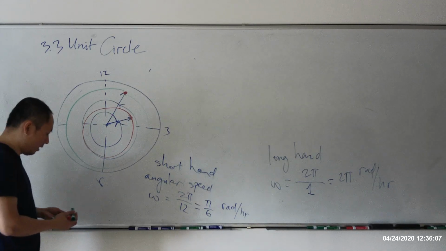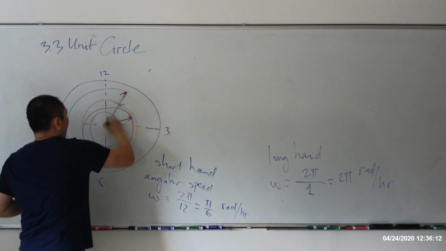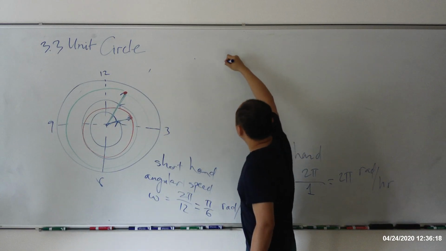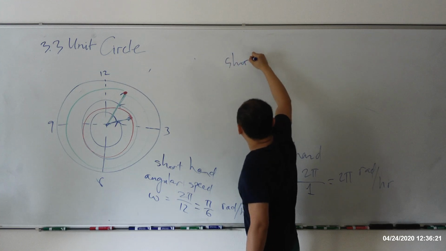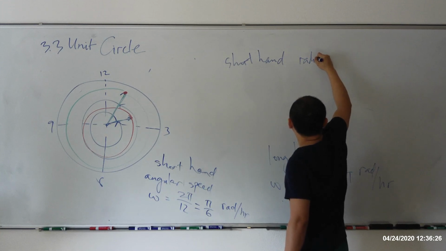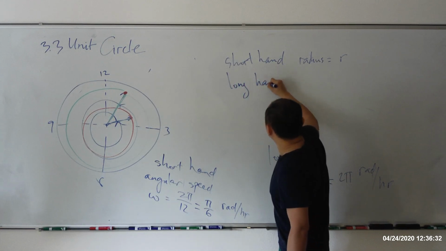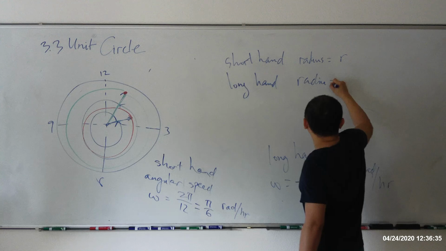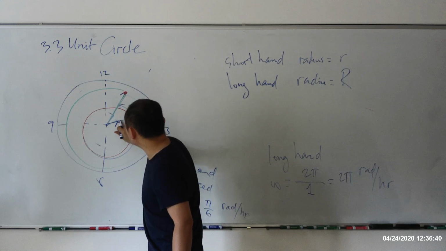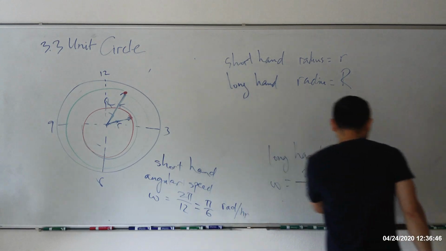Whereas the short hand has a shorter radius, so it's going to travel a shorter circumference. Is that right? So how do we calculate the linear speed? We have to know the radius, or the length, of each hand. Okay. Say for the short hand, say the radius is equal to little r. For the long hand, the radius is, how about big R? This one is little r, and this one right here is big R. Whatever the unit you have, just put it in there.